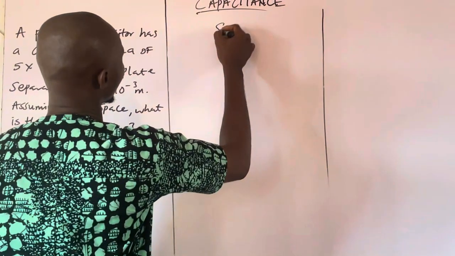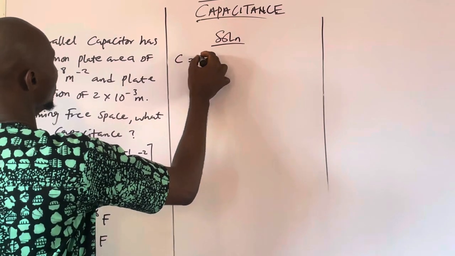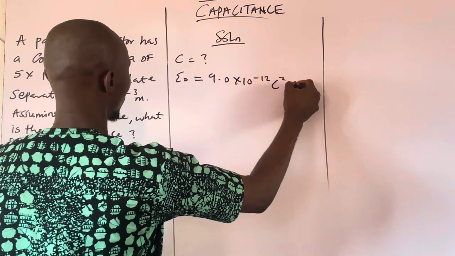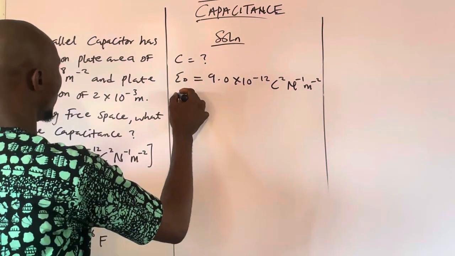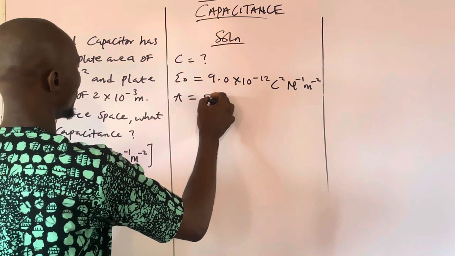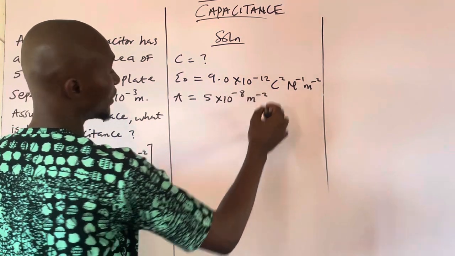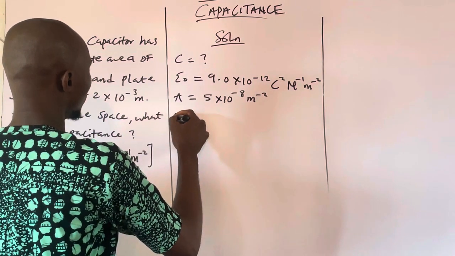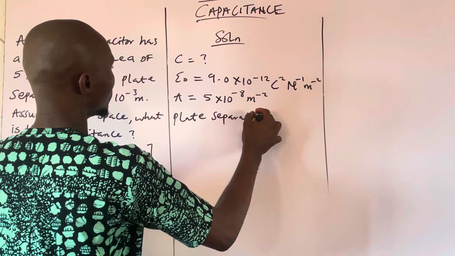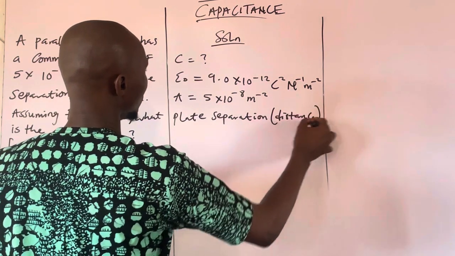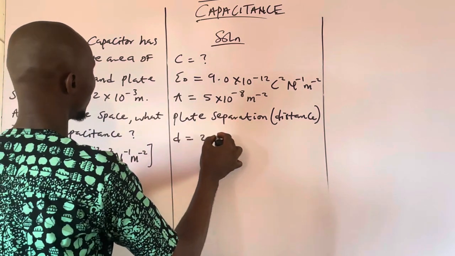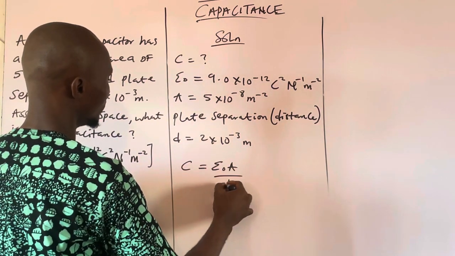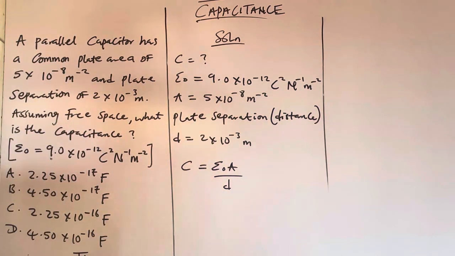Solution. C is unknown. Epsilon-naught is equal to 9.0 times 10 raised to power minus 12 C squared per newton meter squared. And A is equal to, they said, area, 5 times 10 raised to power minus 8 m raised to power minus 2. They said plate separation. Plate separation means distance. That is D. So D is equal to 2 times 10 raised to power minus 3 meter. So C is equal to epsilon-naught A over D. And this is a direct question, and we are asked to find this.